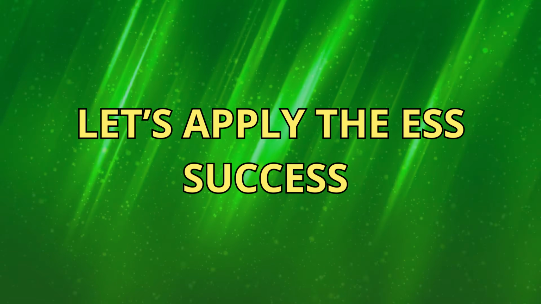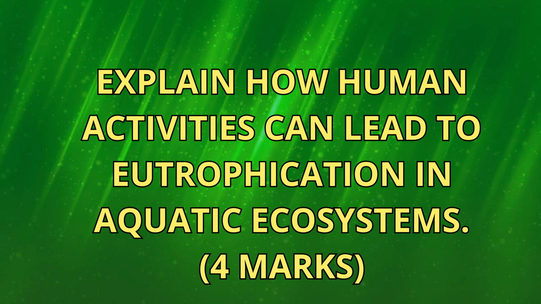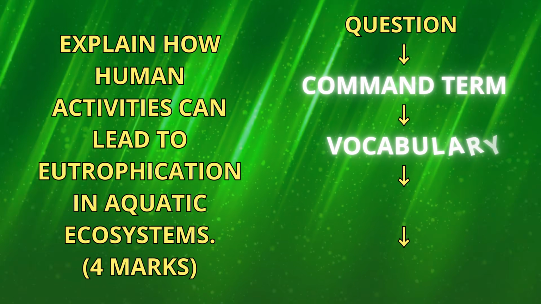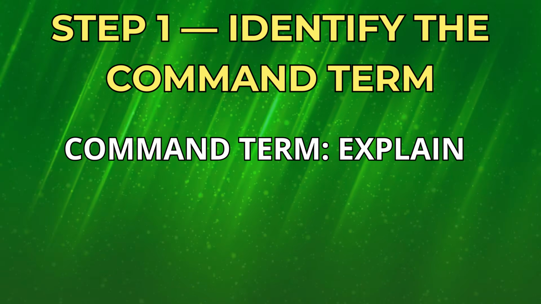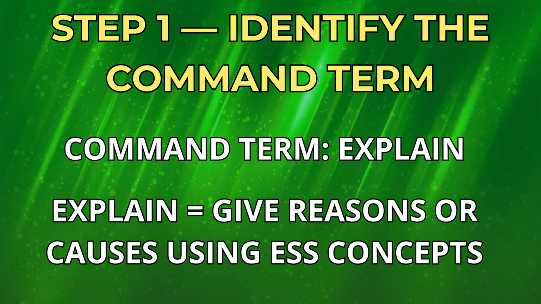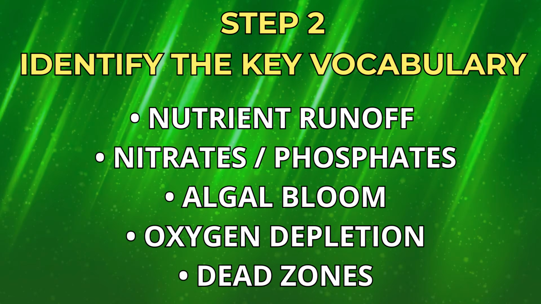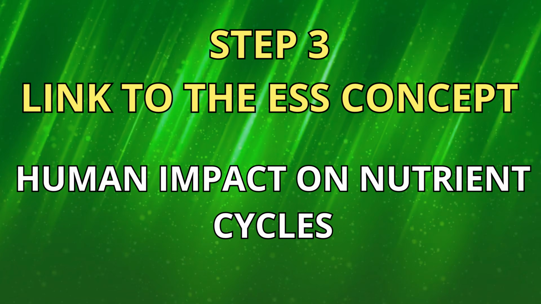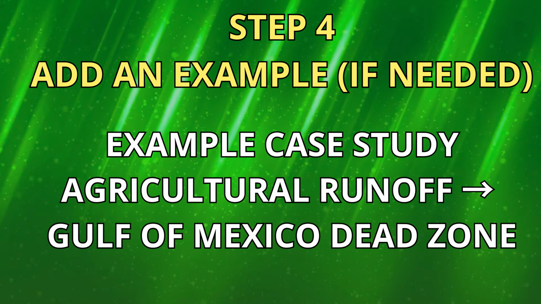Let's apply the ESS answer structure to a real exam question. First, read the question carefully. First, identify the command term. Here, it's explain. Explain means show the causes and the result. Next, identify the key ESS vocabulary connected to the question. Now link the vocabulary to the ESS concept. Finally, support the answer with an example if the command term requires it.